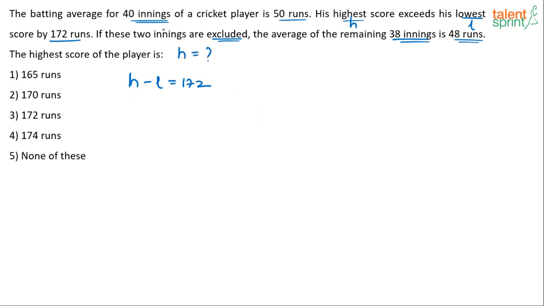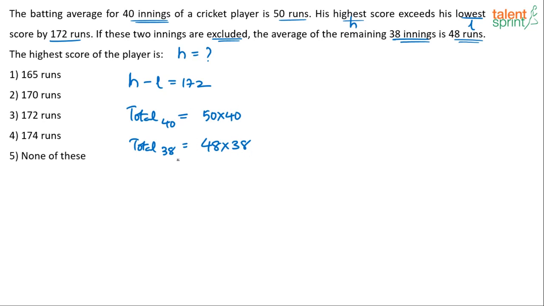Now first of all, what is the total score of 40 innings? Total of 40 innings will be average into number of innings, right? So 50 times 40. What's the total of 38 innings? Total of 38 innings, 38 into 48. The average was 48, multiply that by the number of innings, you will get the total score. You know that average is equal to sum by the number of innings. So sum is nothing but average into number of innings.